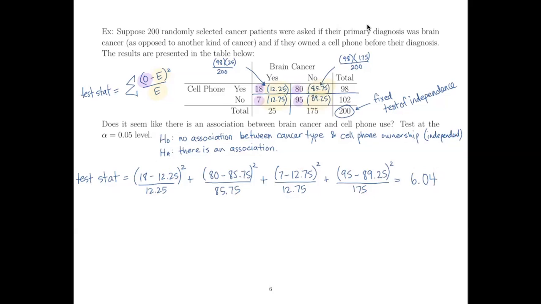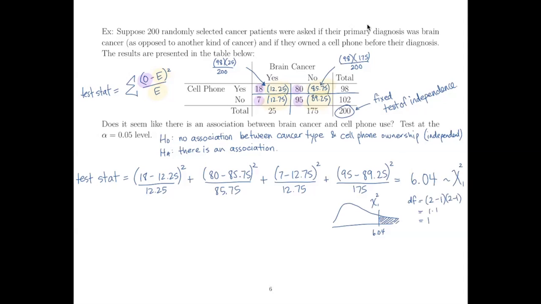This test statistic follows a chi-square distribution. Remember, chi-squared is unimodal and right skewed, something like this. The 6.04 falls on there. Chi-squared is defined by the degrees of freedom, and for tests like this, we always do the number of rows minus 1 times the number of columns minus 1. In this case, we have 1 times 1, which is 1. So this follows the chi-square distribution with 1 degree of freedom. That's what I'm going to draw here. And then my p-value is always the area to the right of that value.